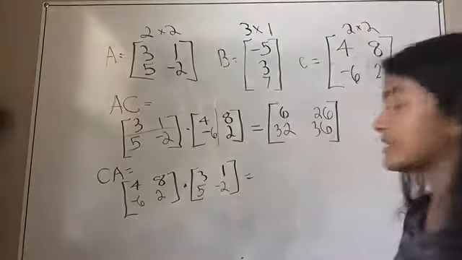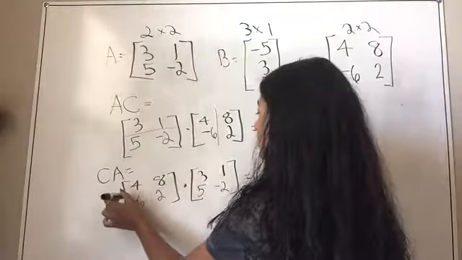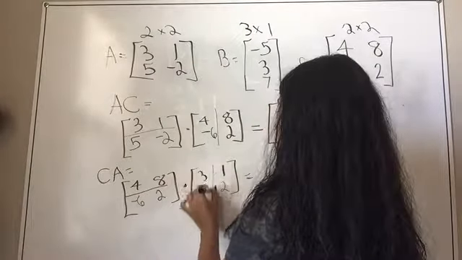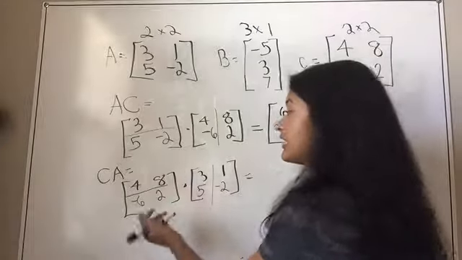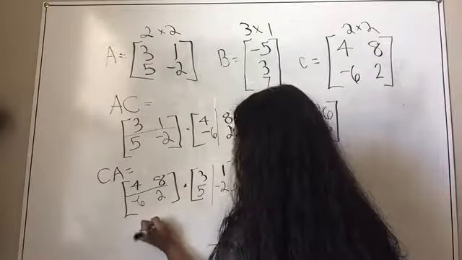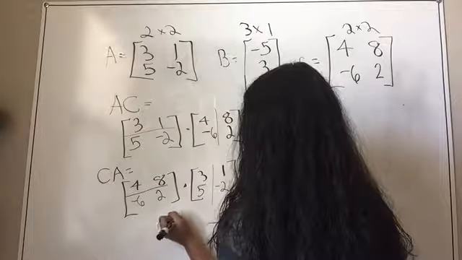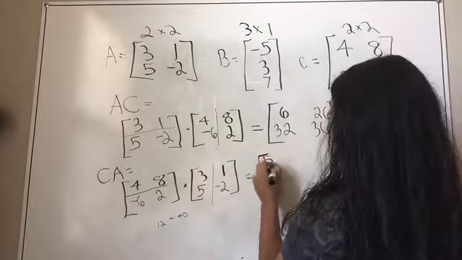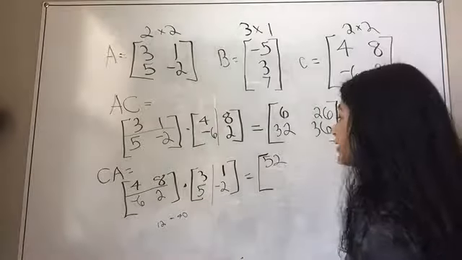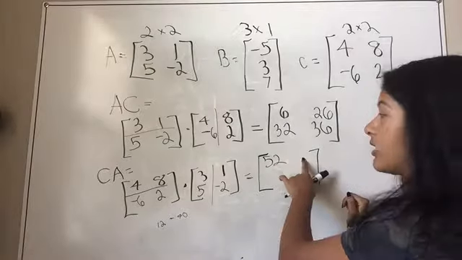All right, we're going to do the exact same thing, row by column. So we have our top row, first column. Top row is 4 times 3, which is 12, plus 8 times 5 is 40, which we get 52. Now we're going to get the value for top row, right column.